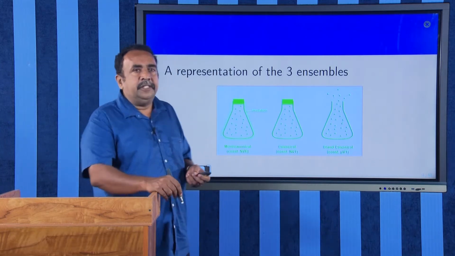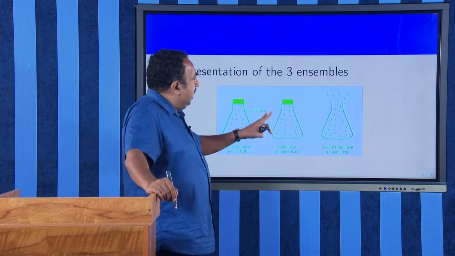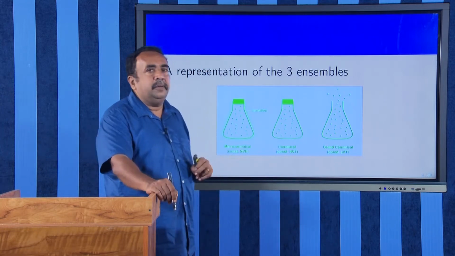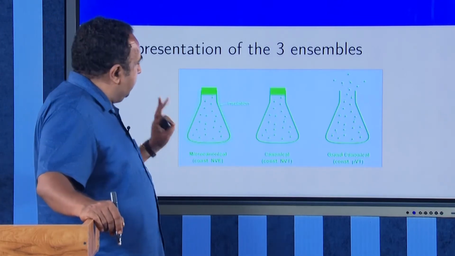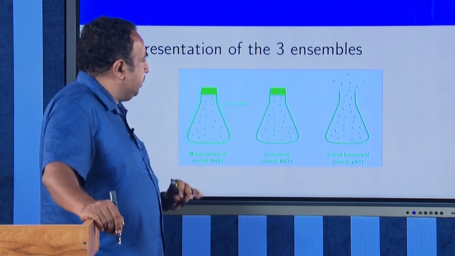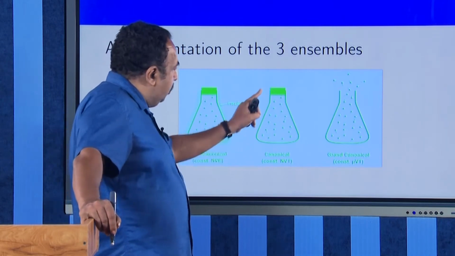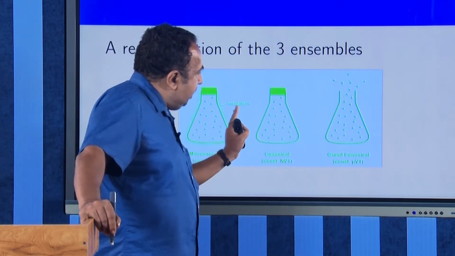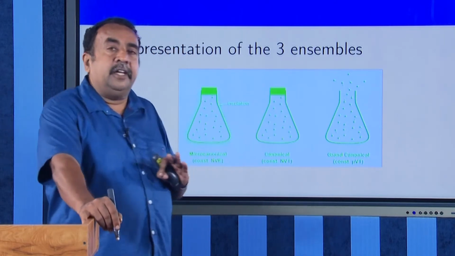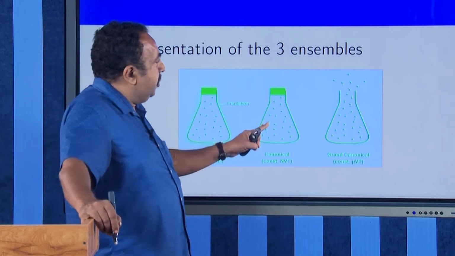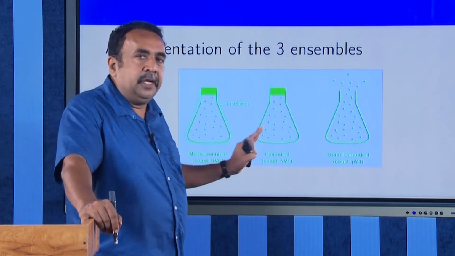Now, we have three types of ensembles: the microcanonical ensemble, the canonical ensemble and the grand canonical ensemble. In the microcanonical ensemble, your system is completely insulated. There is no exchange of energy and also no exchange of particles. But in the canonical ensemble, the system is a closed one, but there is no insulation, therefore it can exchange energy with the surroundings, and after attaining equilibrium, the temperature will be constant. Therefore, in the canonical ensemble, we will keep temperature, volume and number of particles constant.